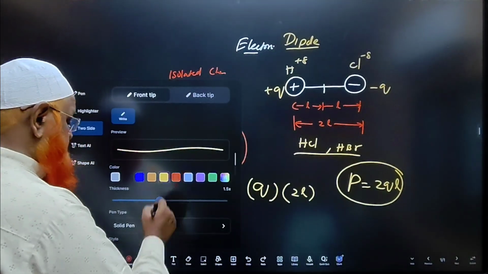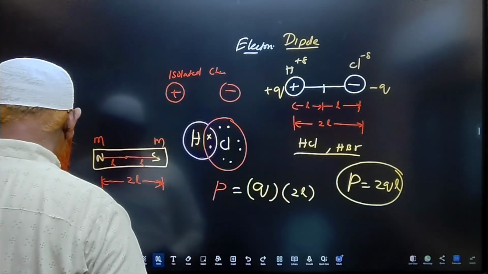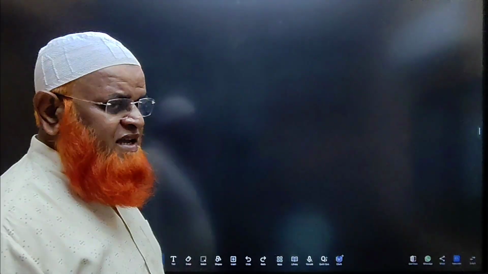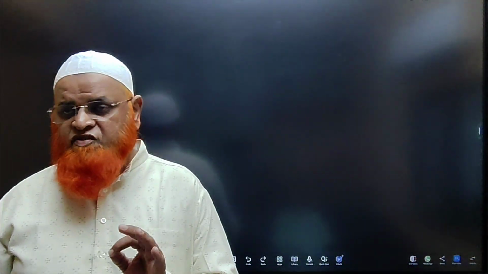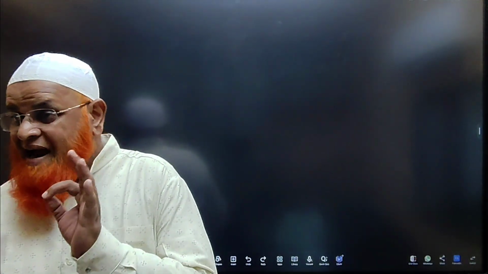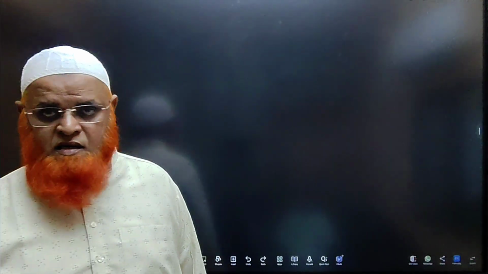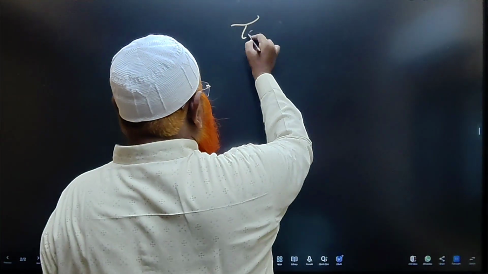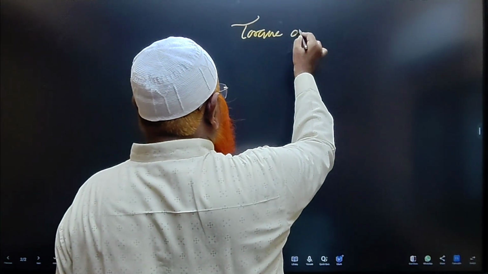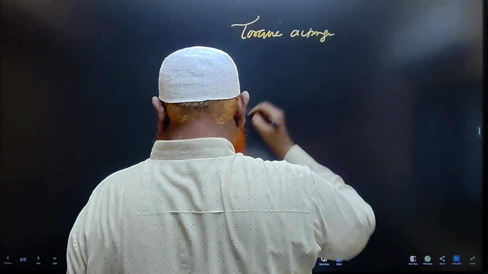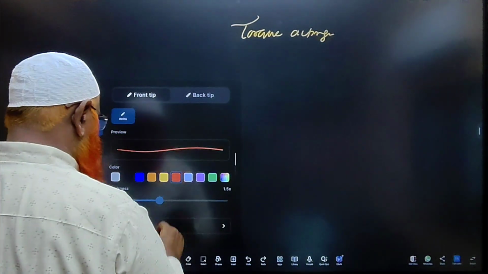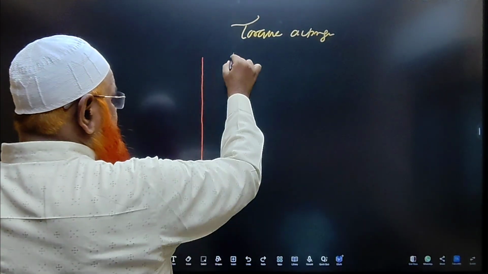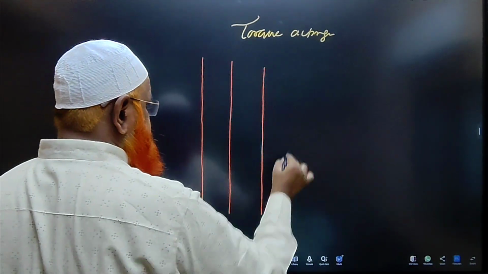This is one small, simple concept here. Now, the next thing, where most problems come from, is the torque acting on an electric dipole. Torque. So what is the meaning of torque acting on an electric dipole? To understand the torque acting on an electric dipole, let us consider the electric lines of force.